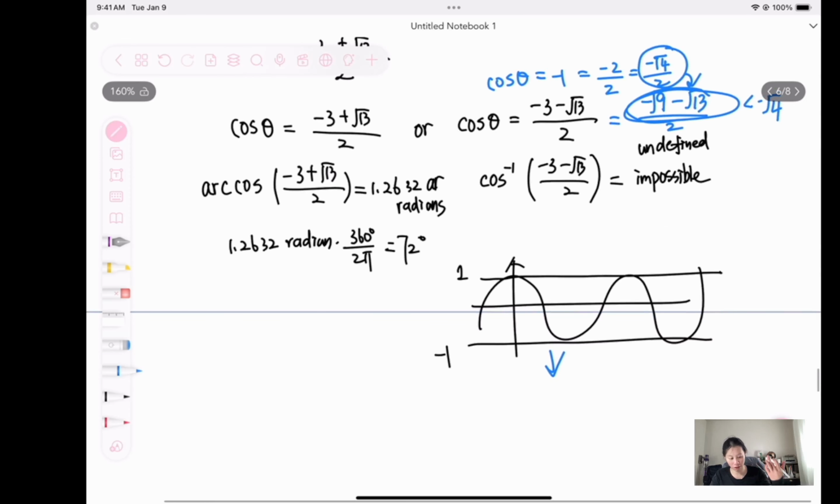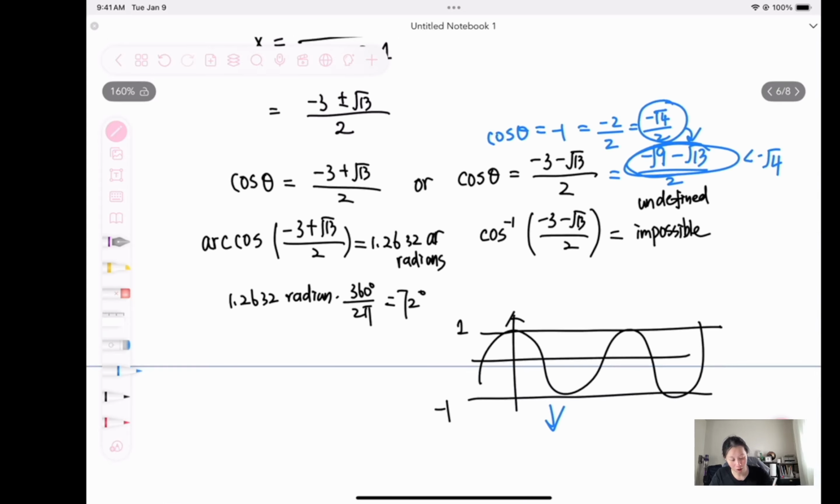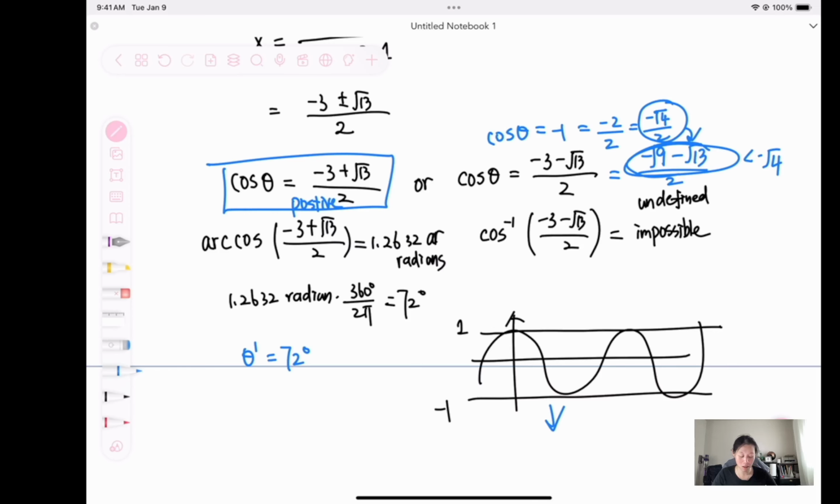Okay, let's move to the next question. Oh, we're not done. Sorry, we're not done in here. So I know that our theta is the reference angle. We found the value of the reference angle. The reference angle theta is equal to 72 degrees. And then I know that cosine theta is -3 plus square root of 13 over 2, which is a positive number. So that means for cosine, if it's a positive number, this is going to be in the first and the fourth quadrant.